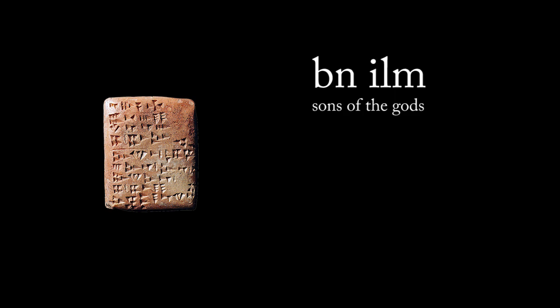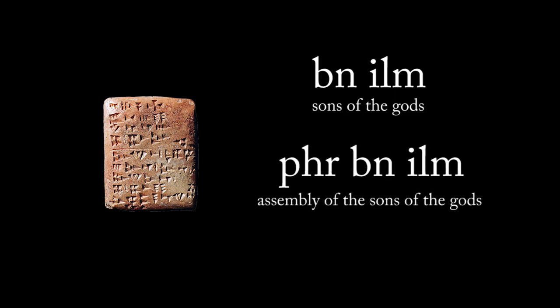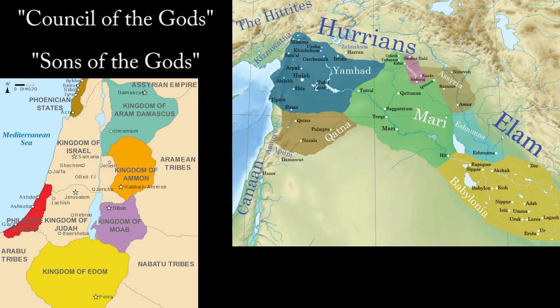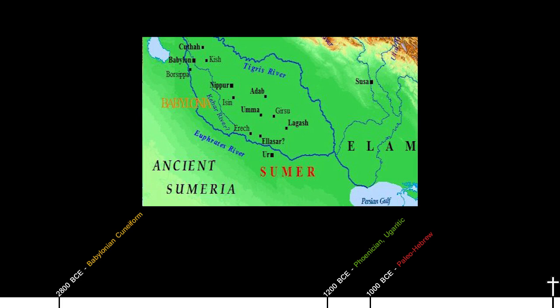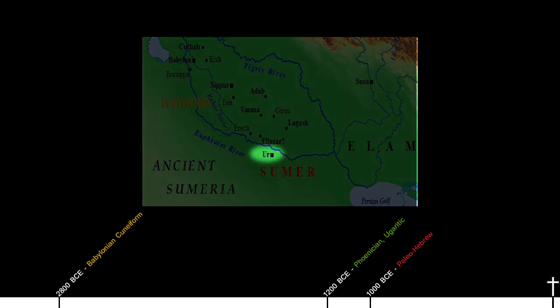The Ugaritic text uses the phrase Beni Elim, which means sons of the gods, and describes them as the assembly of the sons of the gods. Council of the gods and sons of the gods are used interchangeably in all ancient Semitic languages. This was a common theme throughout the ancient Near East that ultimately traces back to the land of Sumer and Babylon. This is the land that features the city of Ur, which is where Abraham came from.